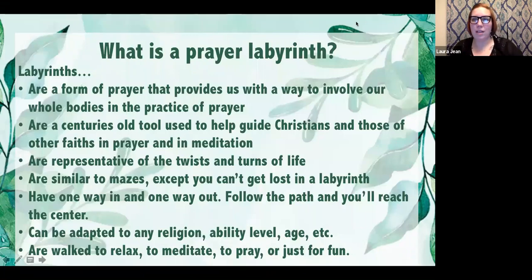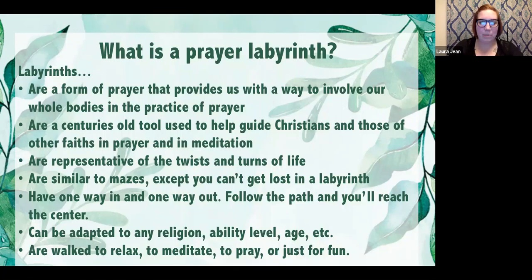So what is a prayer labyrinth? Labyrinths are a form of prayer that provides us with a way to involve our whole bodies in the practice of prayer. Labyrinths are a centuries-old tool used to help guide Christians and those of other faiths in prayer and in meditation. Labyrinths are representative of the twists and turns of life. So as you go around the different twists and turns, it represents the way that our own spiritual journeys and our own lives have their different twists and turns.